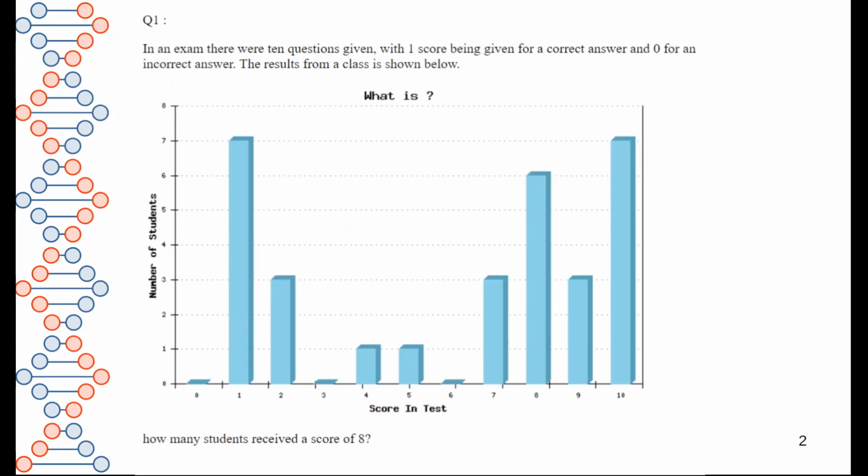So in this one, how many students got a score of 10? The answer would be 0. In the previous one, how many students got a score of 8? The answer would be 6. Okay, so have a go at those questions. They should be straightforward, and the best of luck to you.